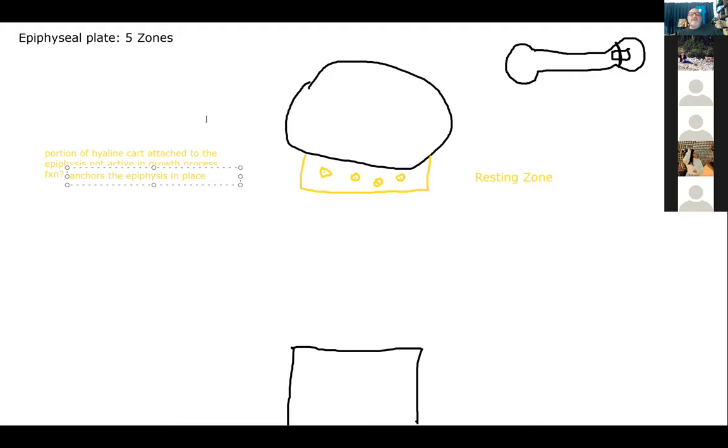No, I wouldn't say that it is more dense necessarily. It might have more matrix than the other, and it will eventually ossify. This area will ossify. So the whole thing is going to ossify. But in this case, it's pretty much just the anchor to help stabilize the epiphysis and keep the epiphysis in place.